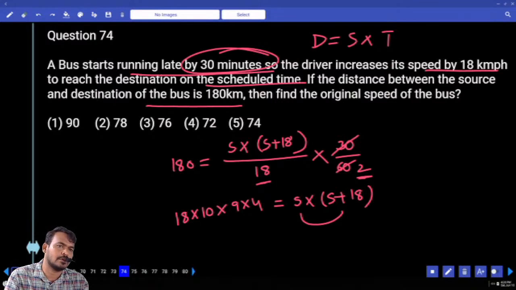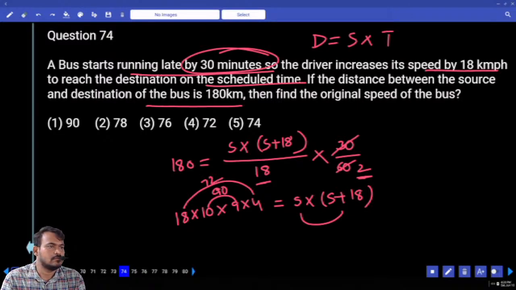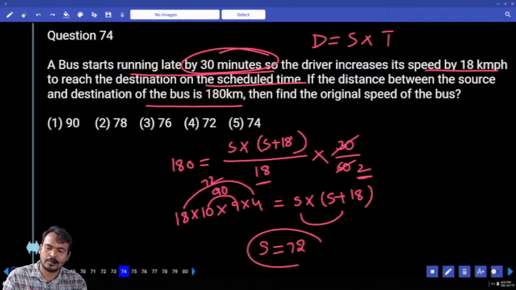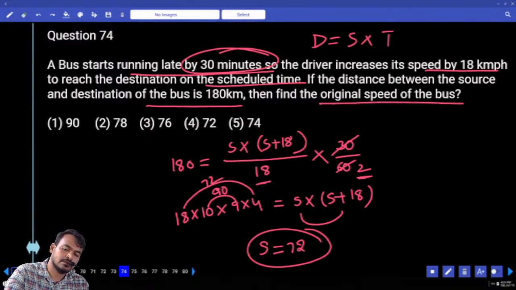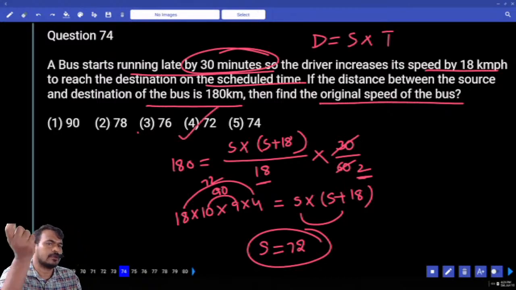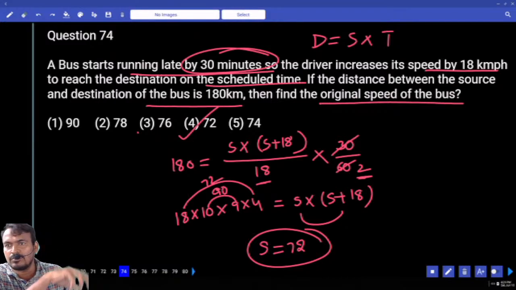The left hand side is also split into 2 factors. 18 into 4 is 72. 10 into 9 is 90. One is 90, another one is 72. What is the difference between 72 and 90? 18. Then the original speed is 72. What is the new speed? 90. What is the question here? Original speed. What is the answer? 72.